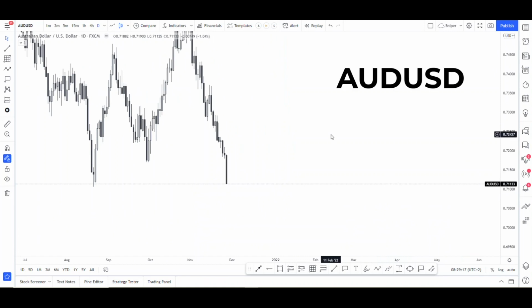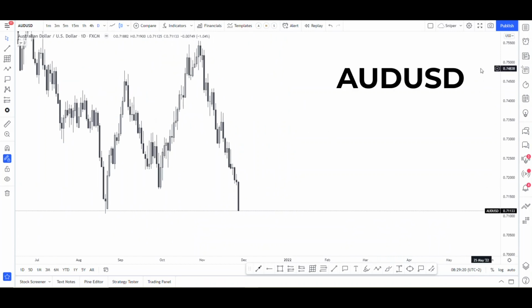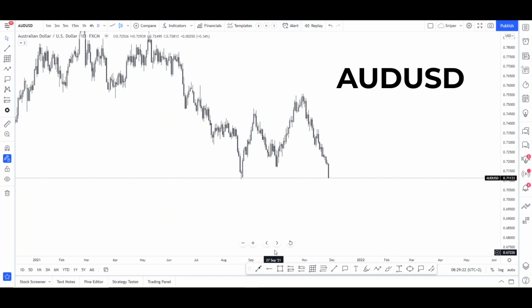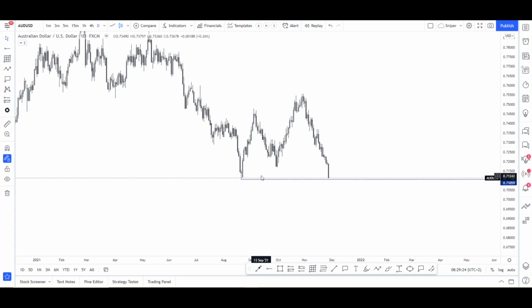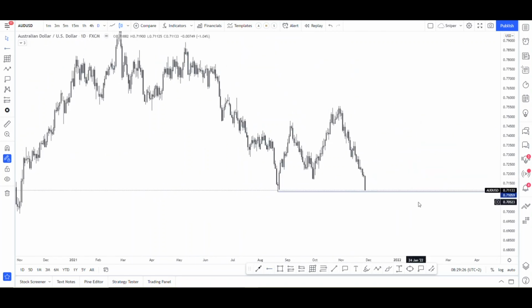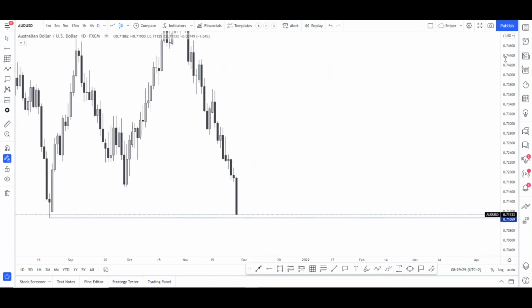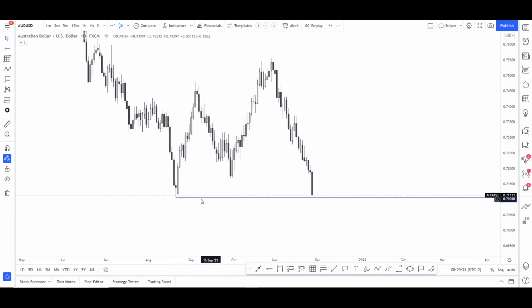All right, Aussie dollar on the 4 hour, daily, we're pushing towards the downside. We're currently reaching for these lows, and I'm not going to look too far back because I don't think it's too relevant. So we're on our way towards these lows.